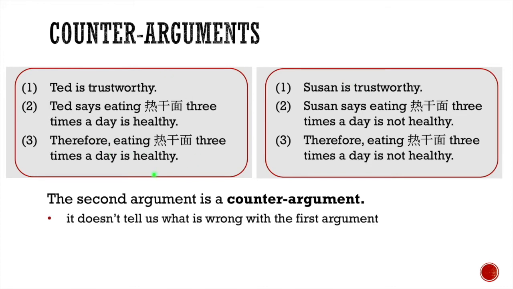So it does not tell us what is wrong with the first argument, since it doesn't attack a premise, nor does it attack the inference to the conclusion. It just argues for the opposite position, right? It has a conclusion that is the opposite of this conclusion. This one says that it's healthy, and this one argues that it's not healthy. So it's a counter-argument. It argues for the opposite position.